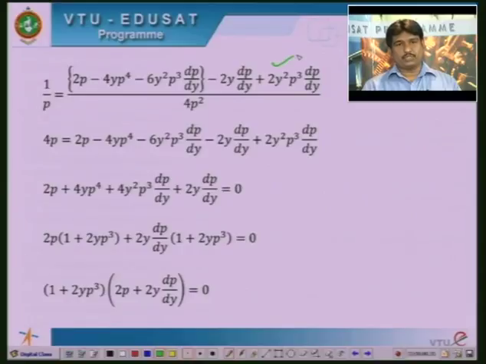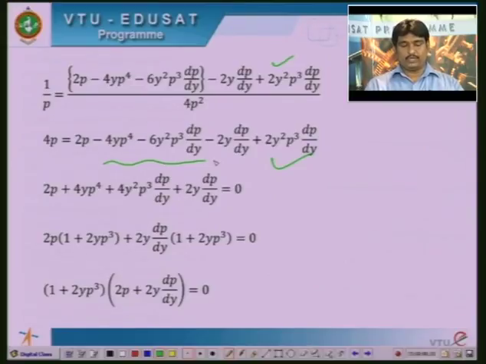Multiply throughout by 4p square to get this. 4p equals 2p minus 4y p to the power of 4 minus 6y square p cube dp by dy minus 2y into dp by dy plus 2y square p cube equals dp by dy. Simplify this. Take 2p to the LHS, 4p minus 2p is 2p, and take all these terms to the LHS, to get 2p plus 4y p to the power of 4 plus 4y square p cube into dp by dy, which is a combination of these two, plus 2y into dp by dy equals 0.